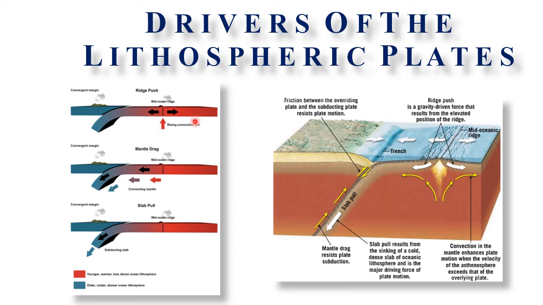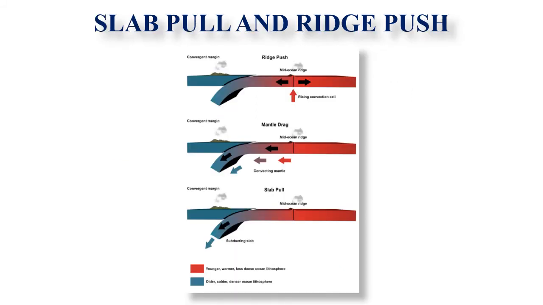So here we can see in brief the different forces which operate plate tectonics. There is ridge push, which occurs along the divergent plate margins, and slab pull, which occurs along the convergent plate margins. Gravity facilitates this movement. Slab pull and ridge push, let's explain this.